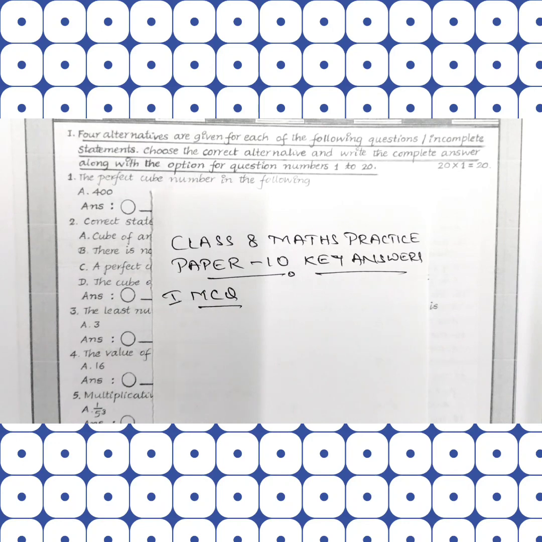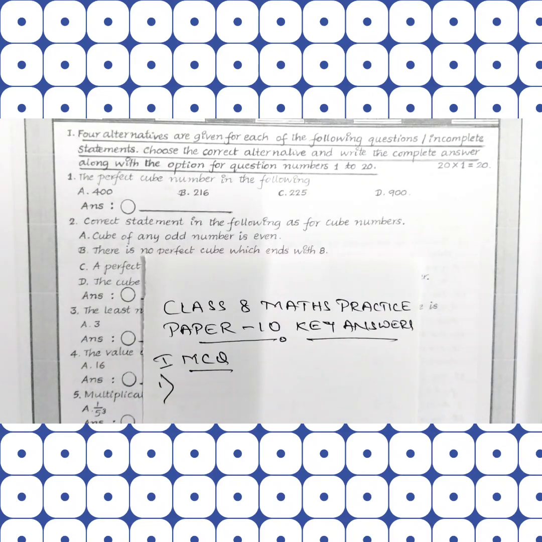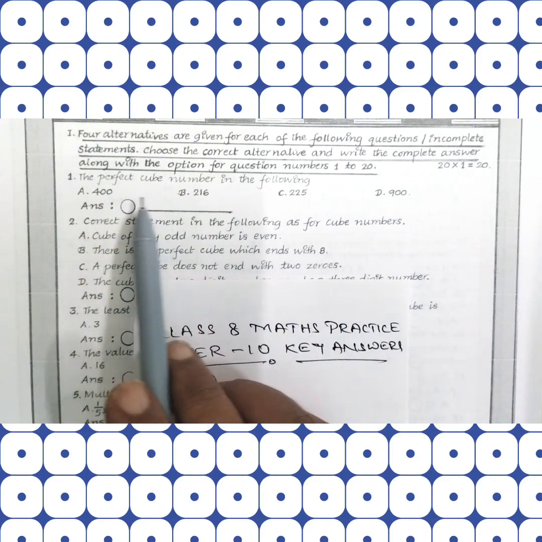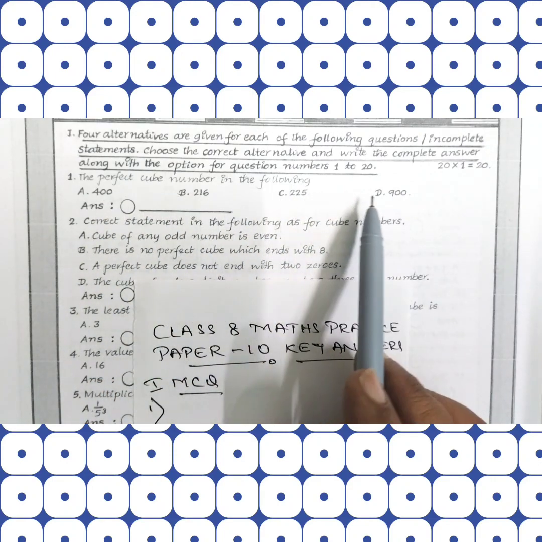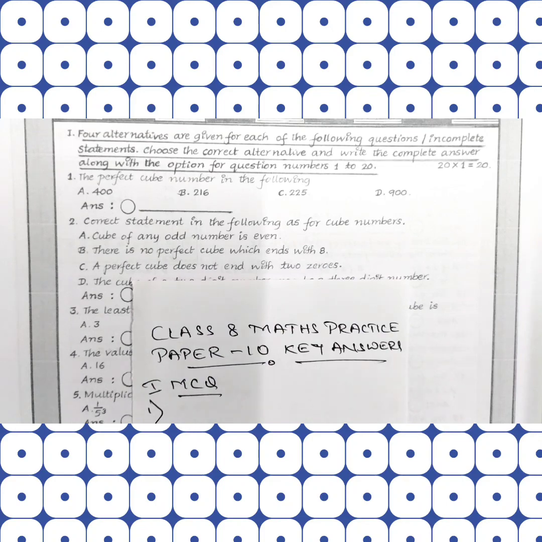In this video, we are going to answer class 8 mathematics practice paper number 10 key answers. In that one, let us move to the first MCQ, 20 MCQs. Let us solve it. The first question is: the perfect cube number in the following: 400, 216, 225 and 900. So let us answer this question first.